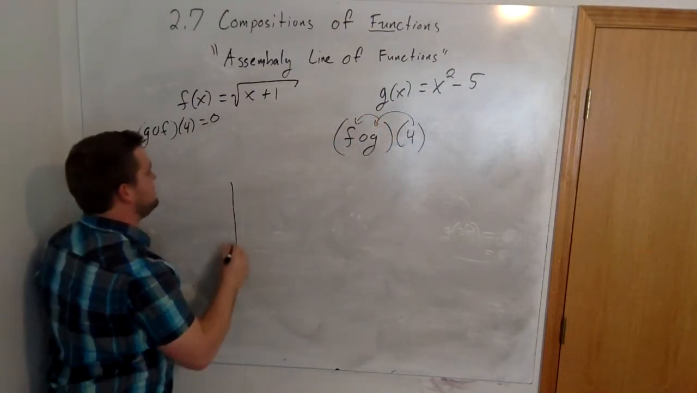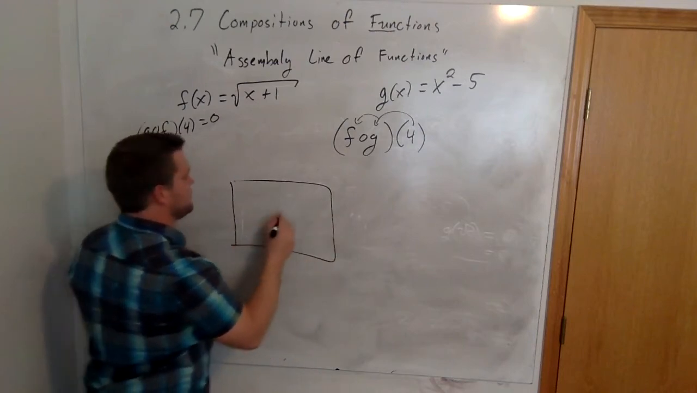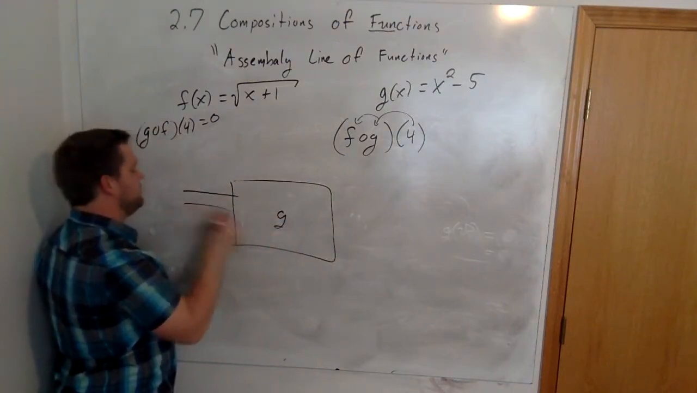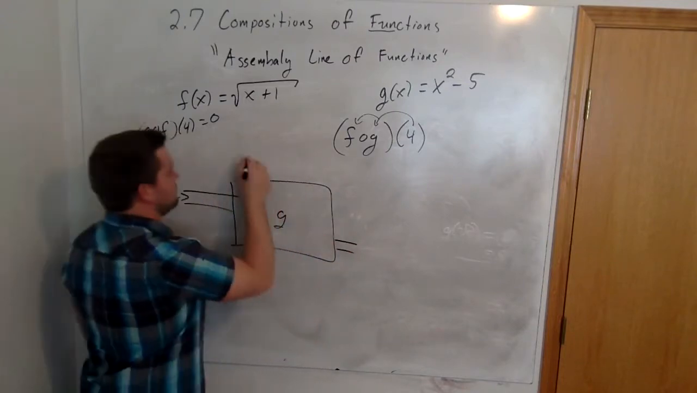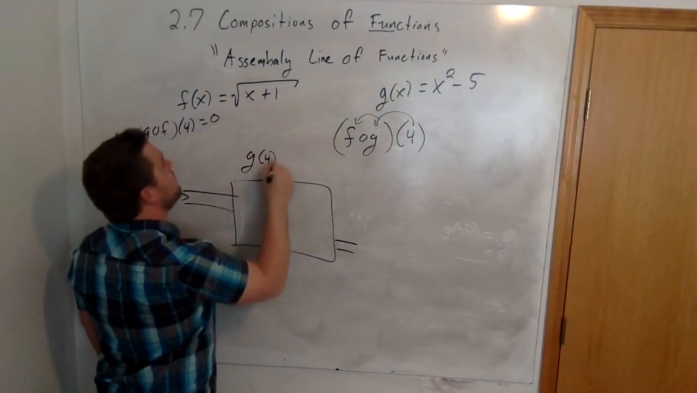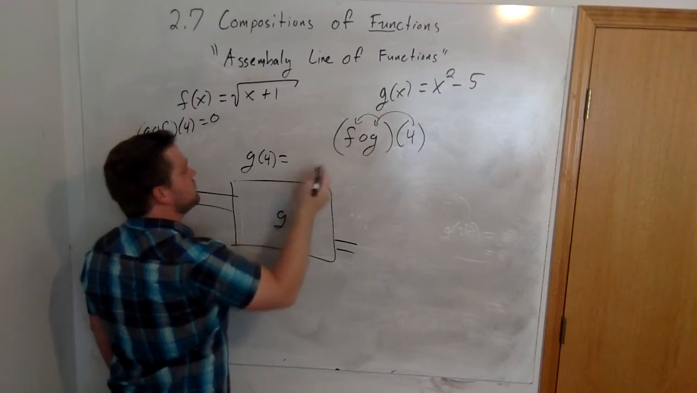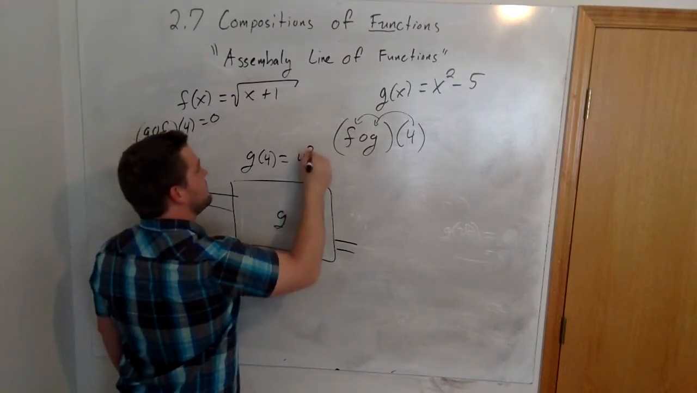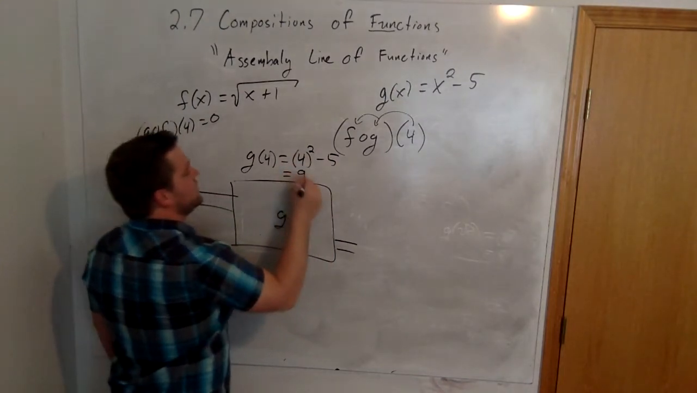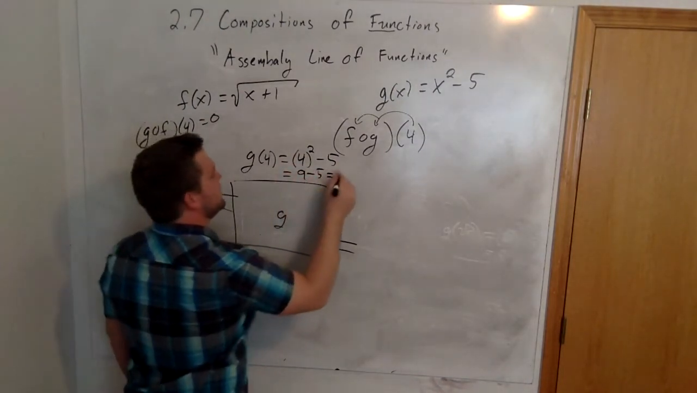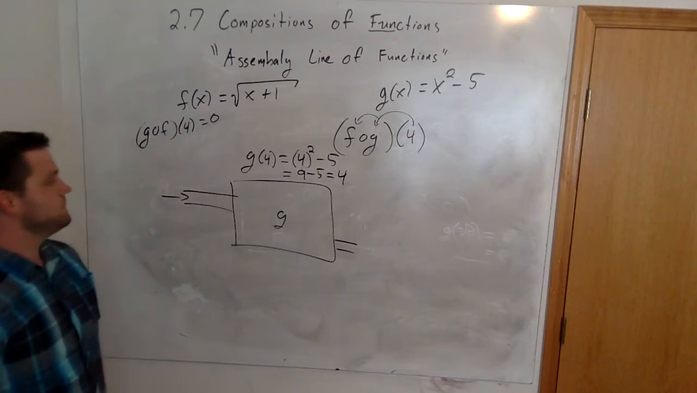So if we're drawing our machines here, basically I just flipped the order of our machines. I'm first plugging 4 into g. So let's see what we'll get here. So g of 4, okay, wherever I see an x in g of x, I'll replace that with a 4. We're going to get 4 squared minus 5. And so what are we going to get? We're going to get 9 minus 5. So it looks like we get an output of 4.